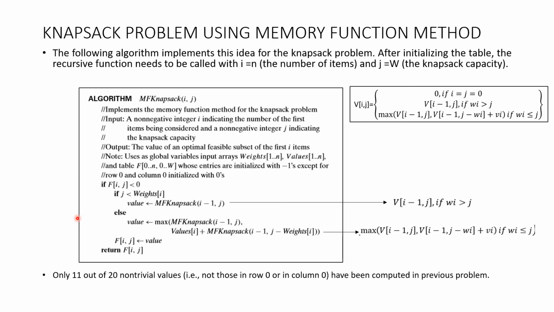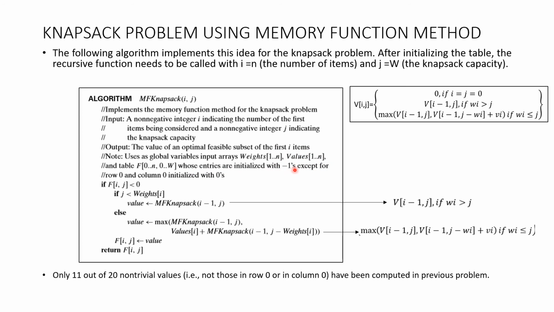So first the table is initialized. How do you initialize? If you remember, capital F is taken as the table with 0 to n rows and 0 to W columns, that is n plus 1 rows and W plus 1 columns. The number of objects is n and the capacity is W, meaning n plus 1 rows and W plus 1 columns will be created. That's what is done here. And this array weights holds the weights of the items, values holds the profit of the items.